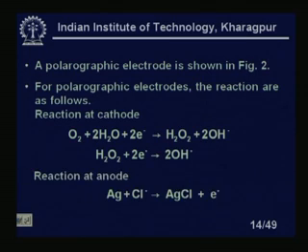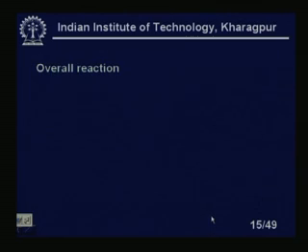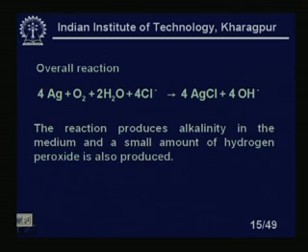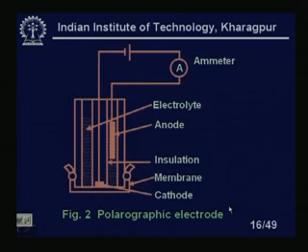Now, reaction at anode: Ag plus Cl-, it will release 1 electron and we will get AgCl. Overall reaction: 4Ag plus O2 plus 2H2O plus 4Cl- gives 4AgCl plus 4 hydroxyl ions, right. The reaction produces alkalinity in the medium, quite obviously you can see 4OH-. So, it will make it alkaline, and a small amount of hydrogen peroxide is also produced, right, that we have seen previously.